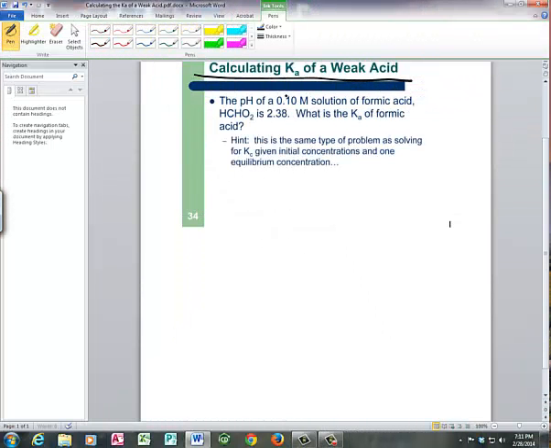When you're given an initial concentration of the weak acid, which is 0.10 molar in this case, and you're given a pH, here's what you want to say: thank you. Because calculating the Ka when you're given these two values is pretty simple. Now, in general, calculating the Ka of a weak acid is like any other equilibrium calculation.